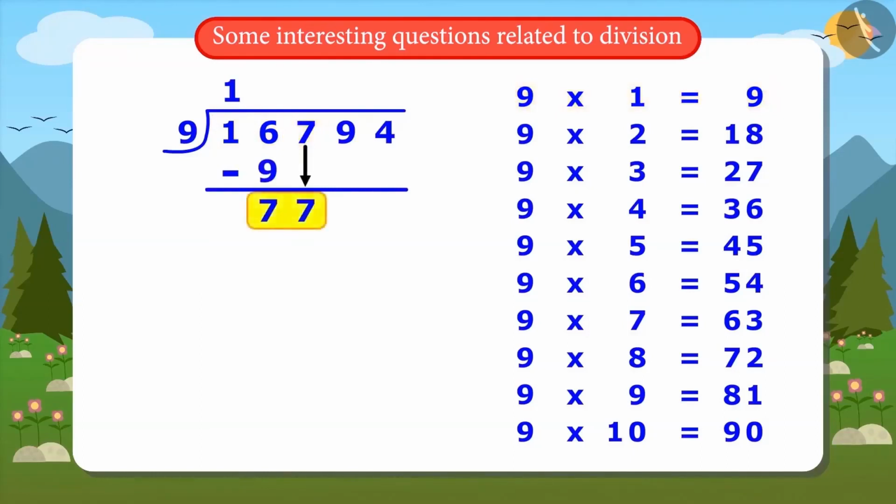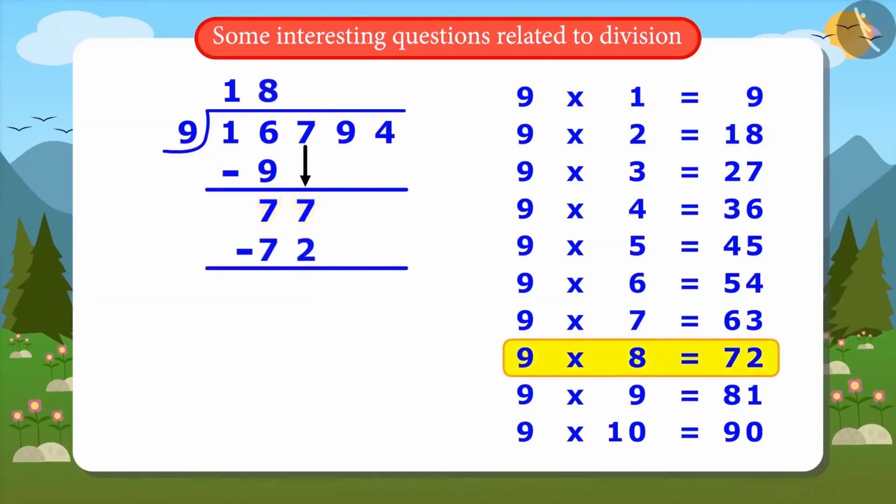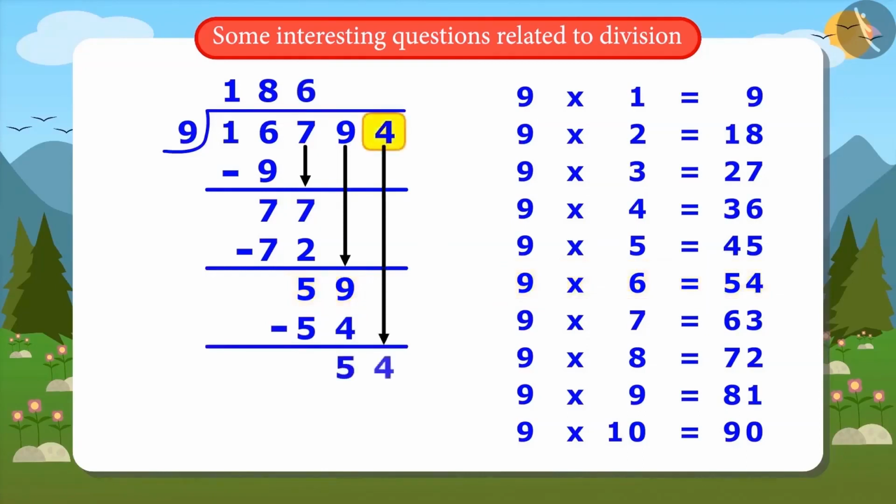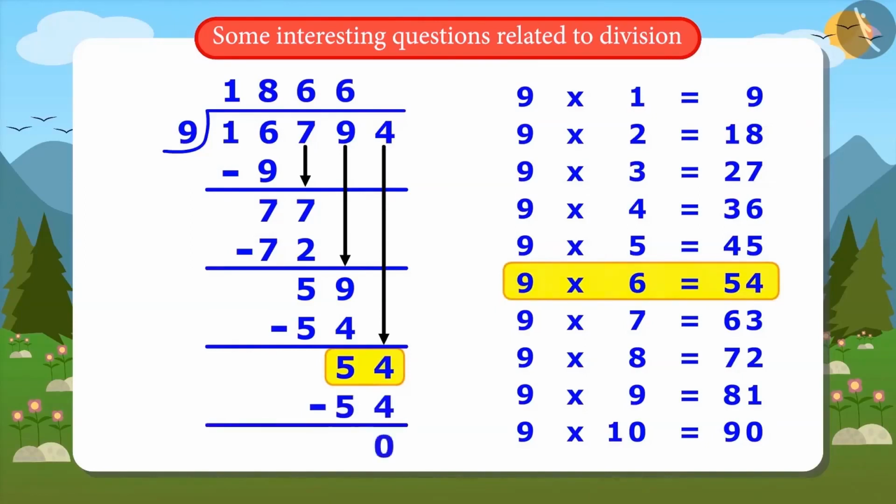Now I have to divide 77 by 9. 9 eights are 72. I will subtract 72 from 77. Remaining is 5. Now let's write this 9 down as well and divide 59 by 9. 9 sixes are 54. 54 was deducted from 59 and the remaining is 5. Let us also write down 4. Now the number is 54. 9 sixes are 54. If we deduct 54 from 54, the remainder is 0.